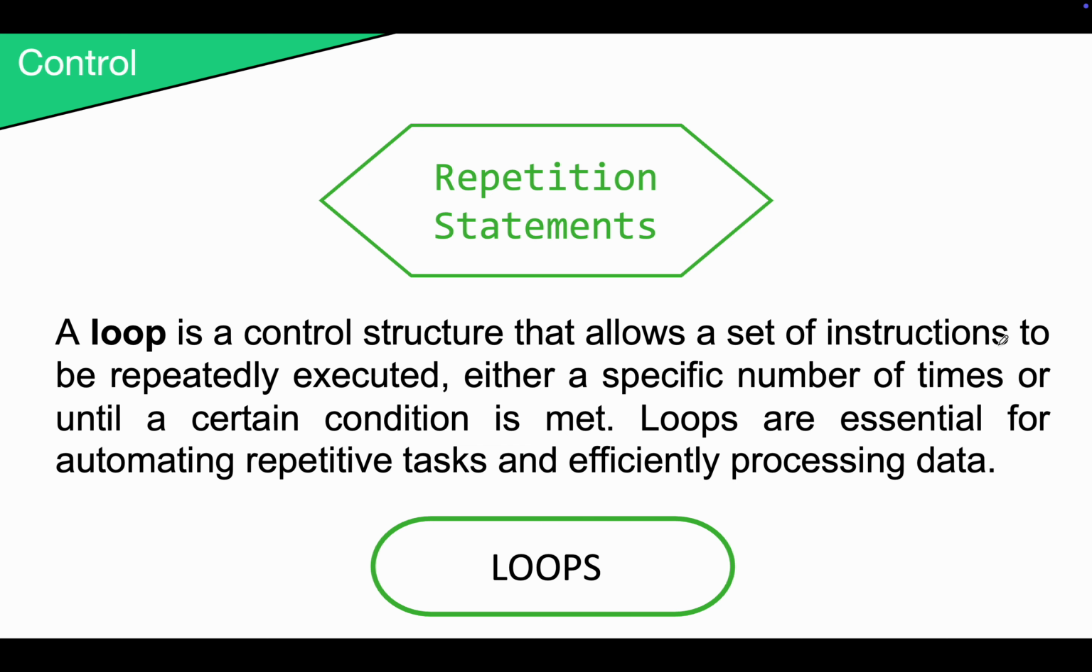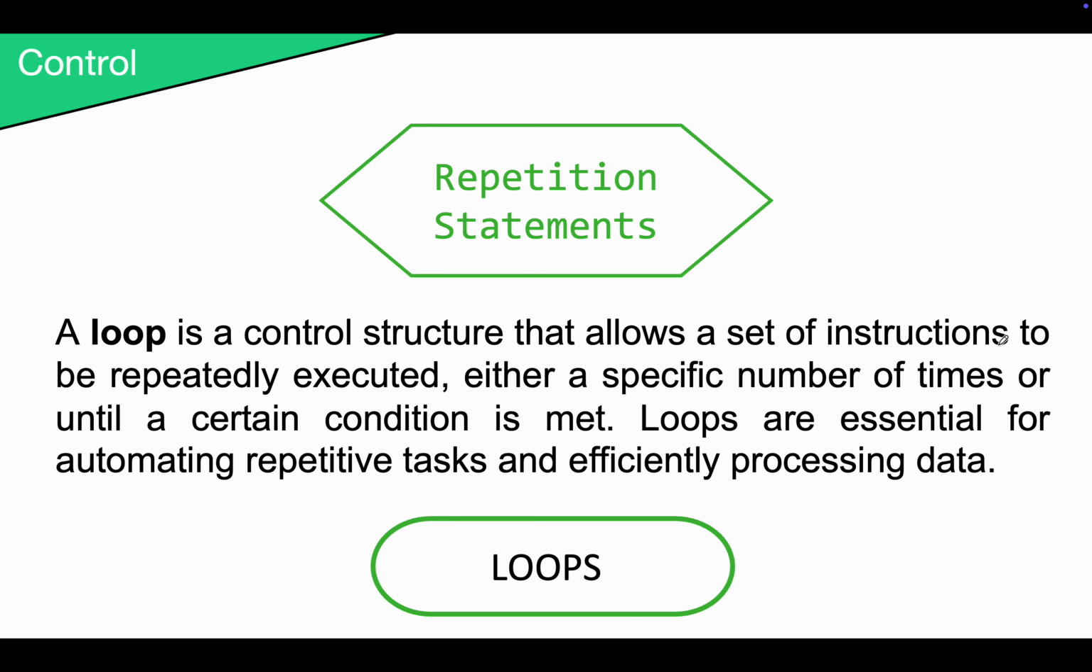A repetition statement is a structure that allows a set of instructions to be repeatedly executed. Either you can specify how many times, or it could be a certain condition, like waiting for the bus until it arrives. For example, we know that there's a specific time that it will arrive, let's say at 3 p.m. Then we know until when we're going to wait, and we keep doing so.